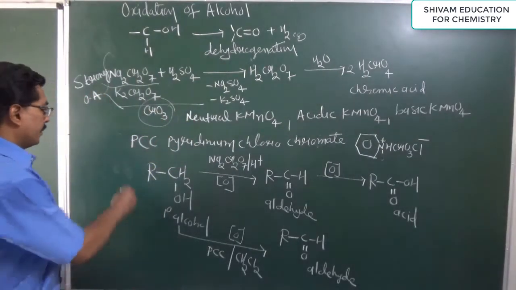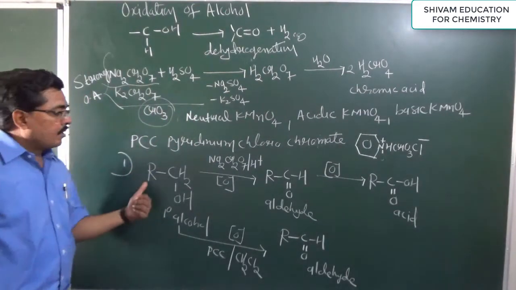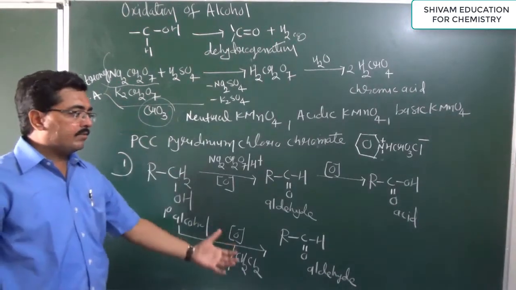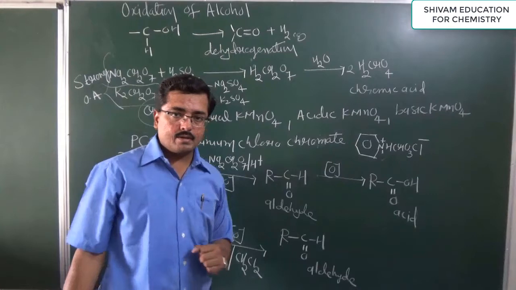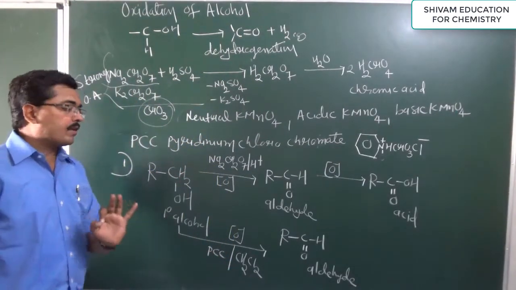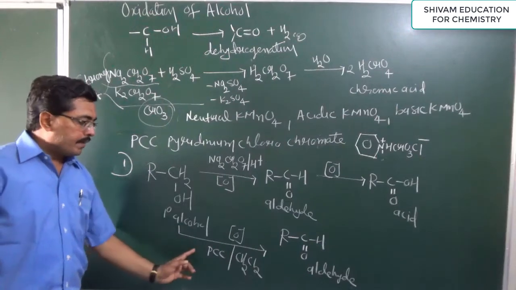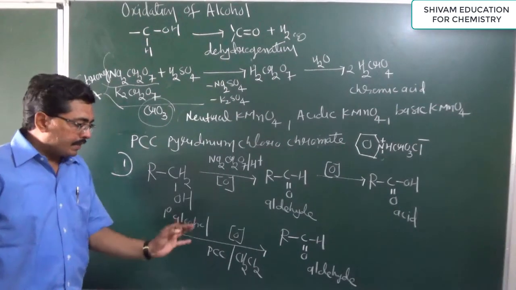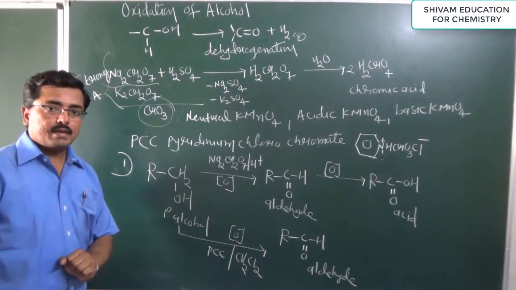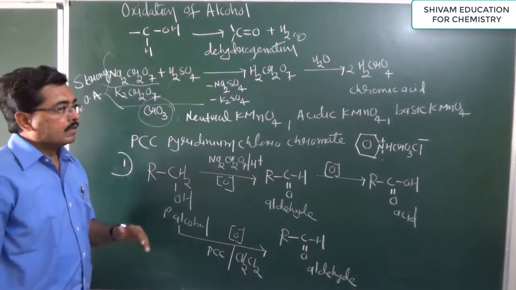So in short, we first studied oxidation of primary alcohol using a strong oxidizing agent, and we get a carboxylic acid as the final product. Oxidation of primary alcohol using a weak oxidizing agent, pyridinium chlorochromate, in the presence of dichloromethane as a solvent, gives an aldehyde as the final product.